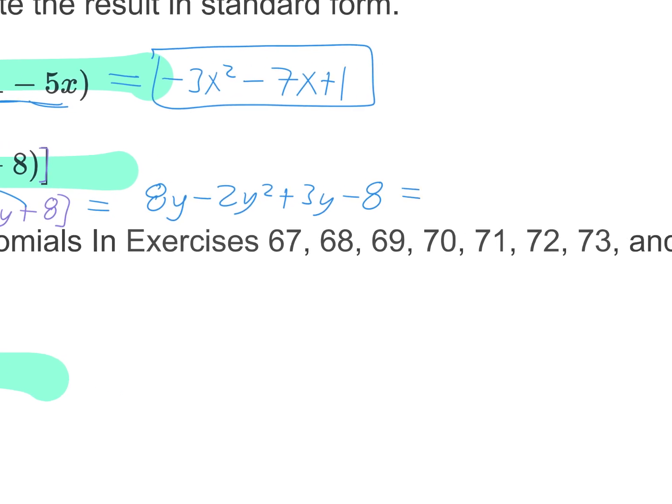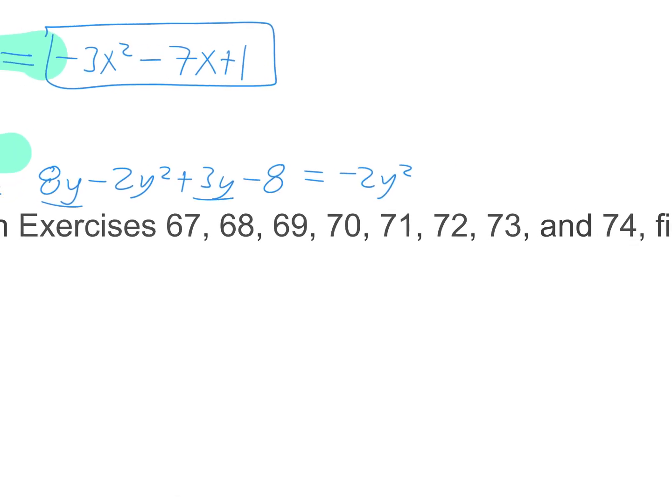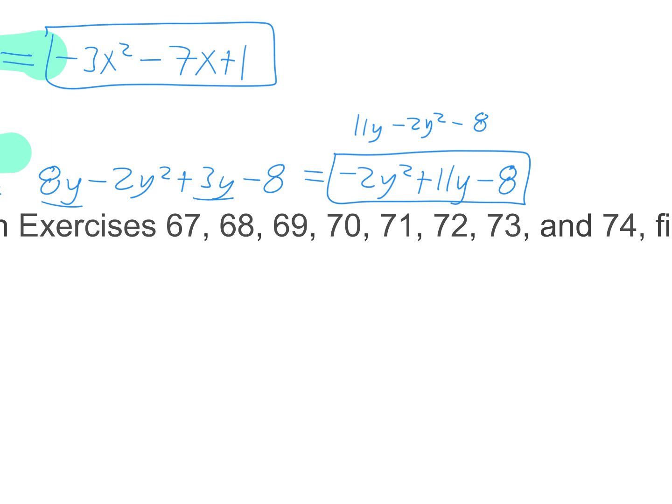And then like before, we want to combine like terms. All right, so negative 2y squared, 8y and 3y combine, so I get plus 11y. Nothing combines with 8, so I get a minus 8. And that's my final answer. All right, one thing I do want to specify, maybe you wrote it like 11y minus 2y squared minus 8. All right, I just want to make a note. That's not wrong.